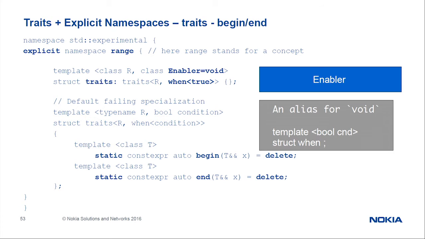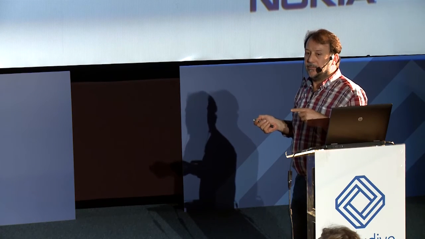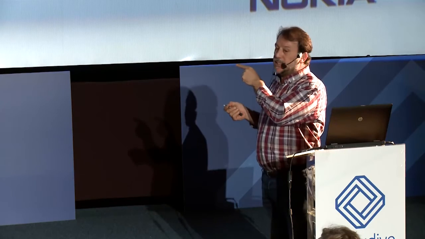And then we are just forwarding to the traits when true. And in this case, what do we do? Just delete the functions. Okay? By default, the functions are not there. It is more explicit than not defining them. Because when we fall in this case, we will get an error that the begin function has been deleted.